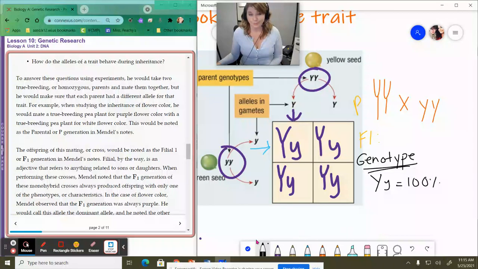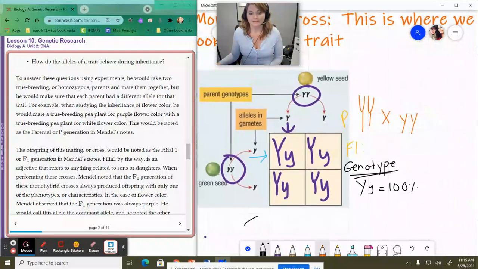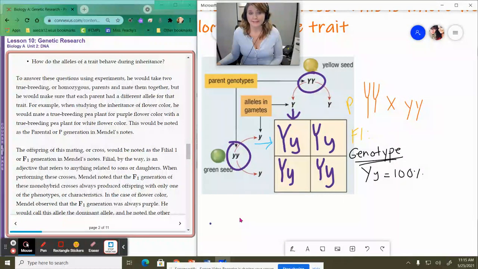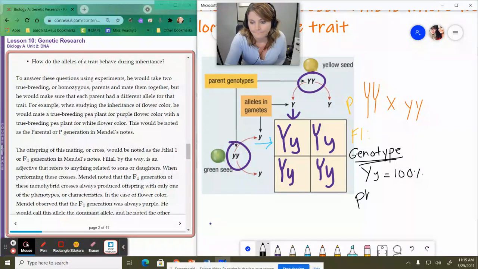My phenotype is what do these guys look like, or what characteristic are they actually expressing? And because I have to follow the rules of dominance and recessiveness, right? So if you remember, that means that even if they have a recessive allele, they're not going to show it. They're only going to show the dominant allele. Because each one of these guys are big Y, little y, they're not going to express that little y trait. They're only going to express the big Y trait. So they are all yellow. So my phenotype is 100% yellow.